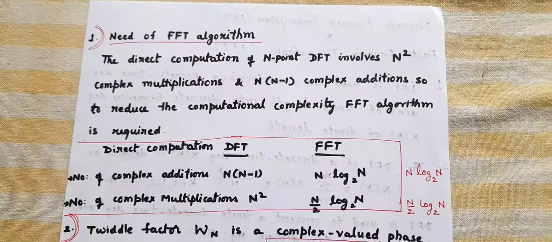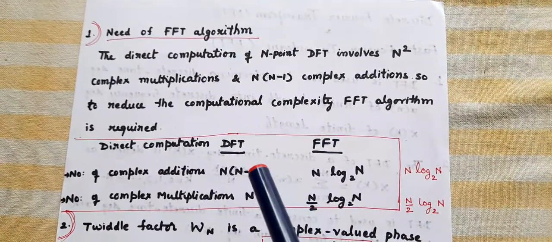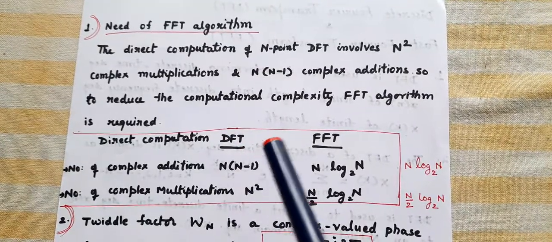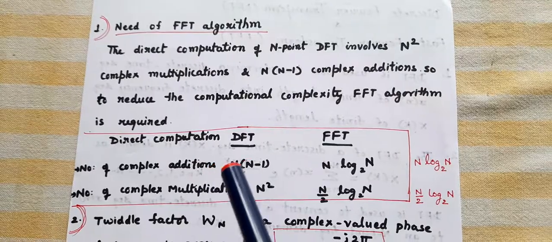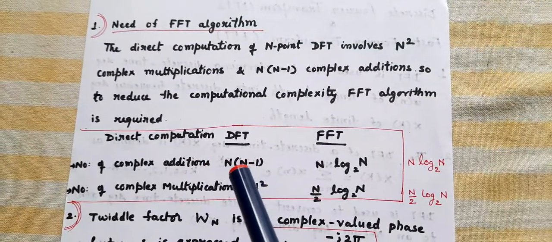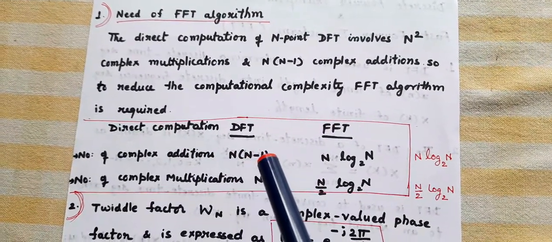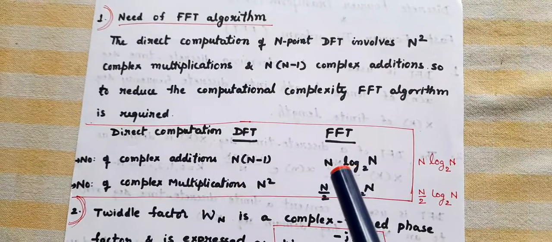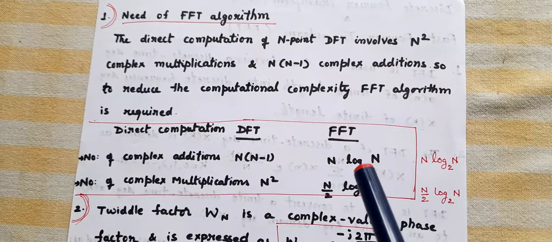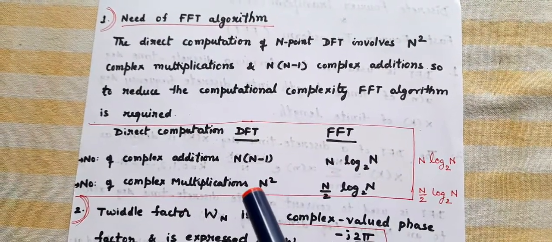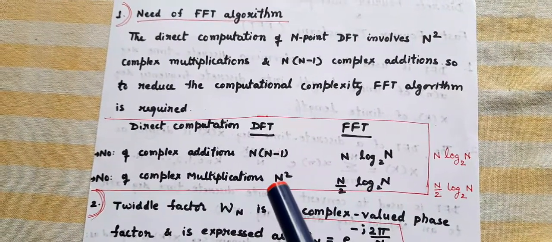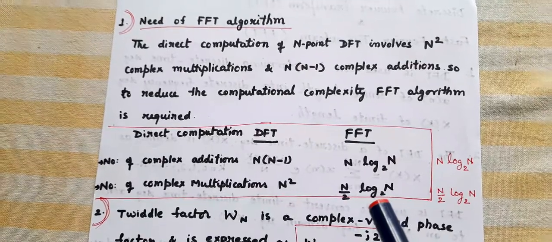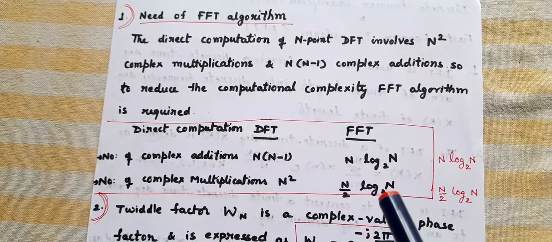Coming to the formulas for direct computation of DFT and FFT algorithm, the number of complex additions required in direct method is n dot n minus 1. Coming to FFT, it is n log n to the base 2. Number of complex multiplications required using direct DFT is n square. Coming to FFT, it is n by 2 log n to the base 2.